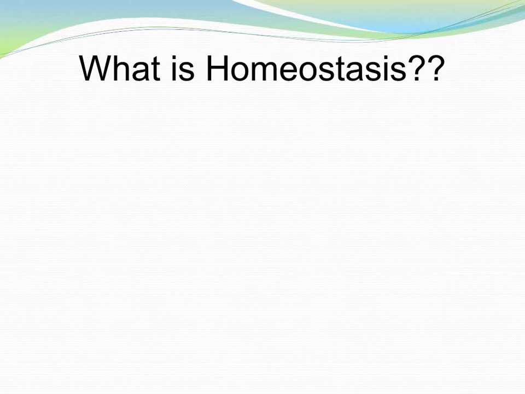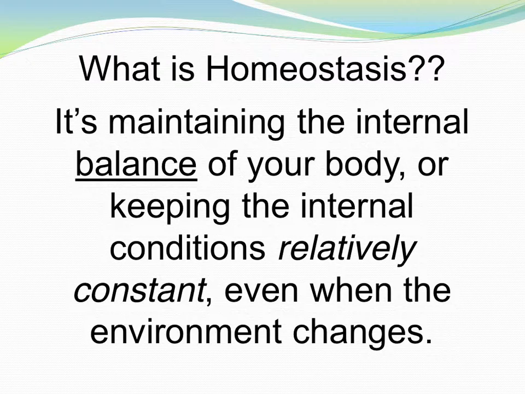So what is homeostasis? How do we define it? Homeostasis is nothing more than maintaining the internal balance of your body or keeping the internal conditions relatively constant even when the environment changes. So as things outside of you or even within you change, your body adjusts to maintain internal conditions that are optimal for life. Some obvious examples include when it's cold outside, you shiver. When it's hot outside, you sweat. Both of those examples are trying to maintain the body temperature of 98.6 degrees, which is optimal for human life.